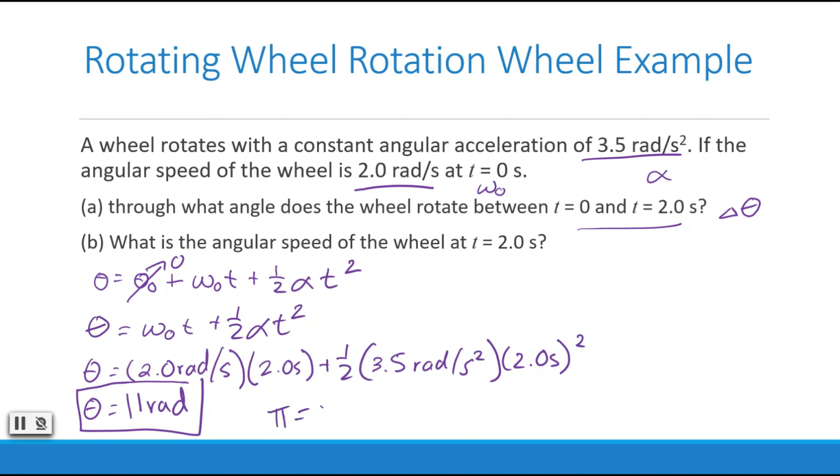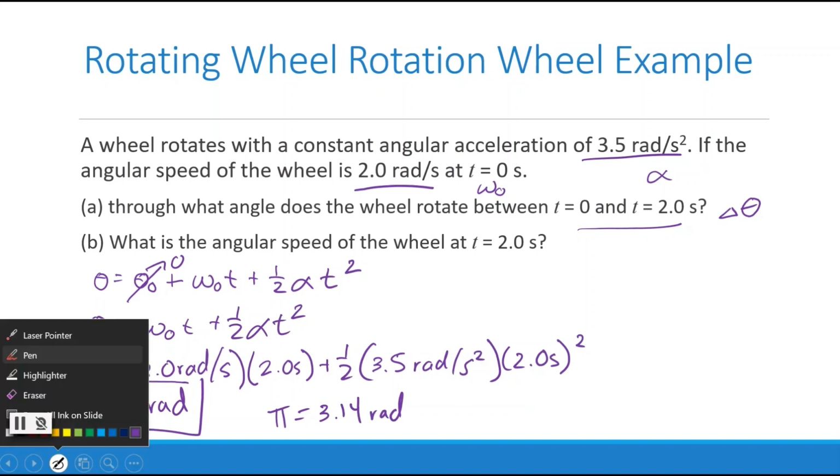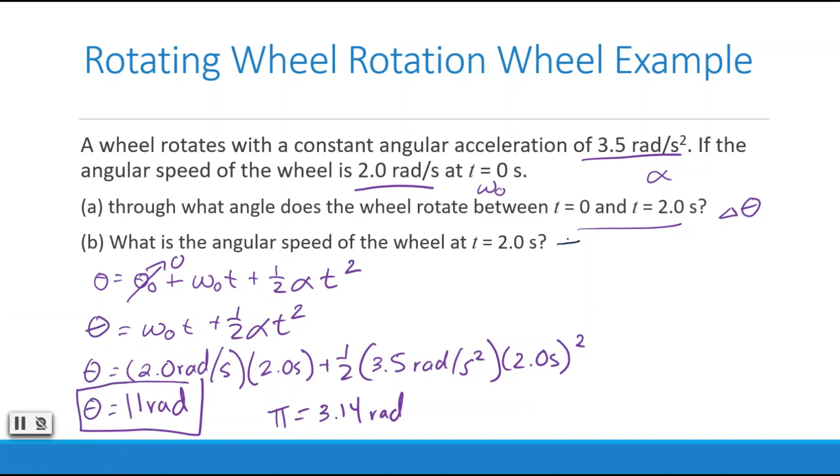So remember that pi is 3.14 radians. So this has gone a little over 3 times around the circle, because we haven't gotten to the 4th, which would be 12 radians or so. So then the next part, it says, okay, what is the angular speed of the wheel at 2.0 seconds? So I can use a kinematic equation like omega equals omega 0 plus alpha t. So I can just plug in: omega 0 is going to be my 2.0 radians per second. My alpha is 3.5 radians per second squared.